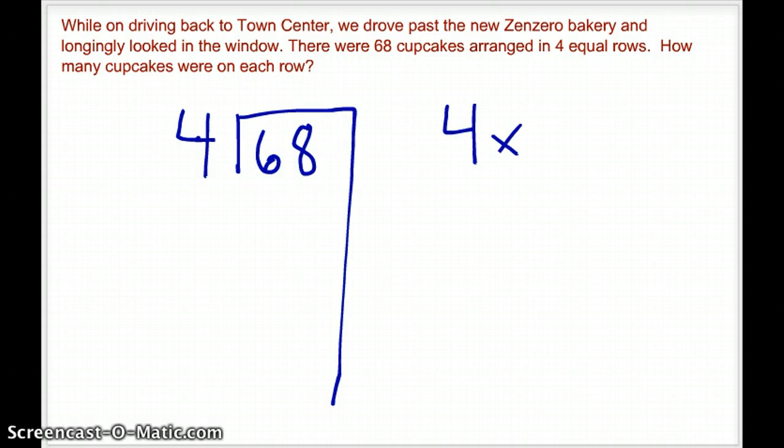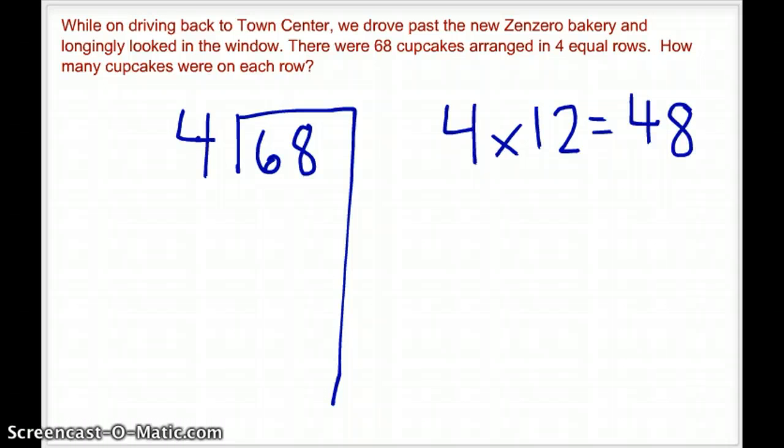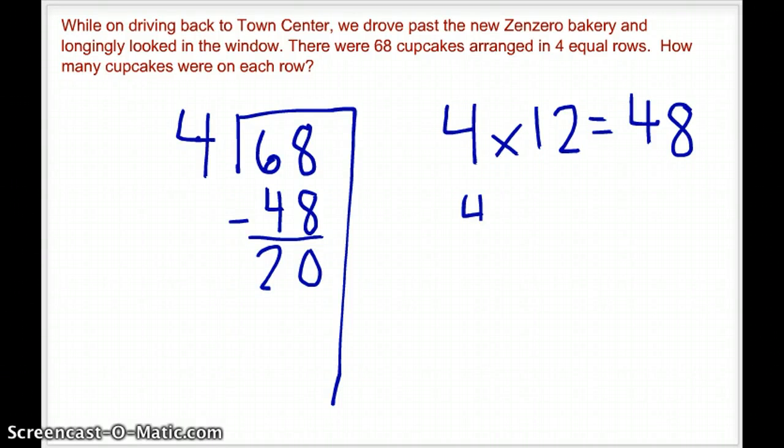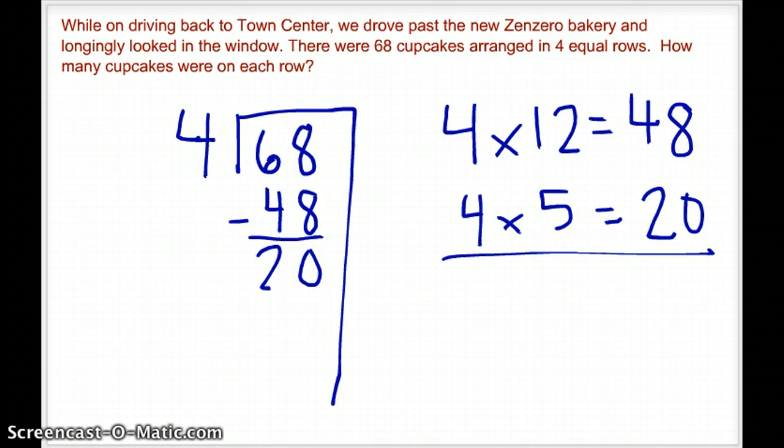So I'm going to think about putting 12 cupcakes on each of the 4 rows, divide them out equally. If I take away 12 of those cupcakes 4 times, that's 48 cupcakes that have been distributed. Now I have 20 cupcakes left that I need to put in groups of 4. So 4 times what is equal to 20? That's right, 4 times 5 is equal to 20.